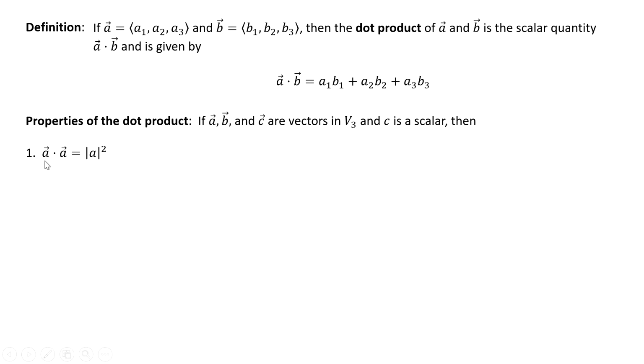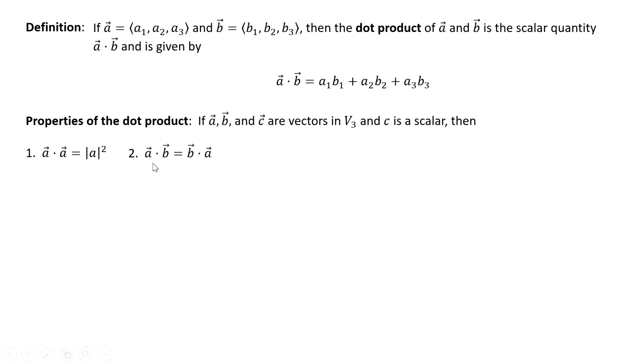Is that obvious? Yeah, because check this out. If instead of B we were to have A, A dot A is what we would have, right? Then this would be A1 times A1, and this would be A2 times A2 and A3 times A3. That is A1 squared plus A2 squared plus A3 squared. Well, isn't that the square of the magnitude of the vector A? Yep. So that's something to keep in mind.